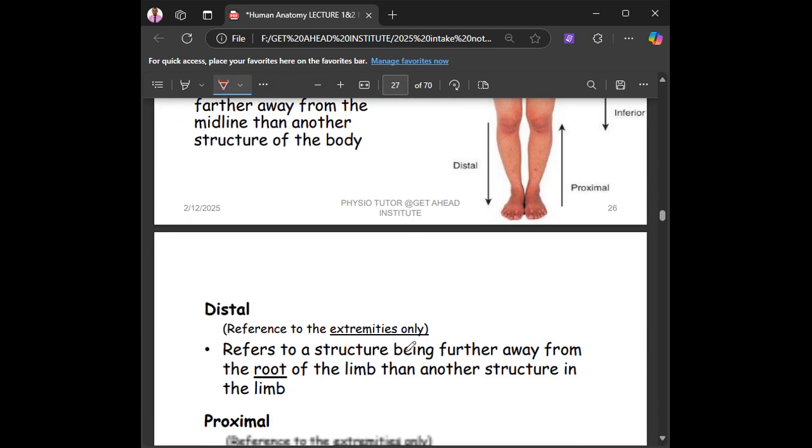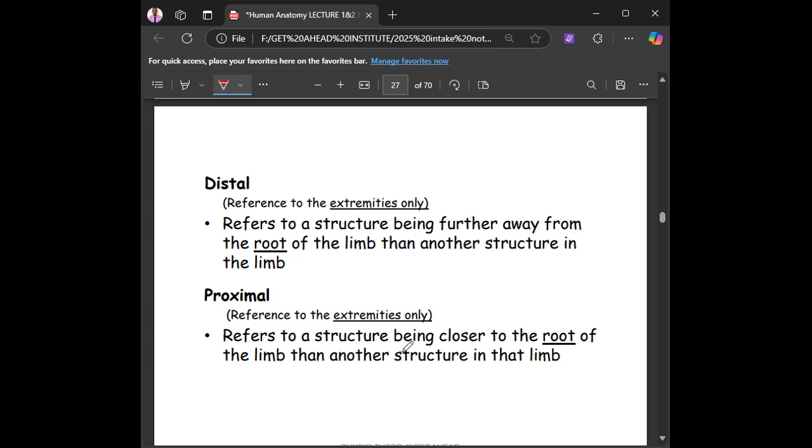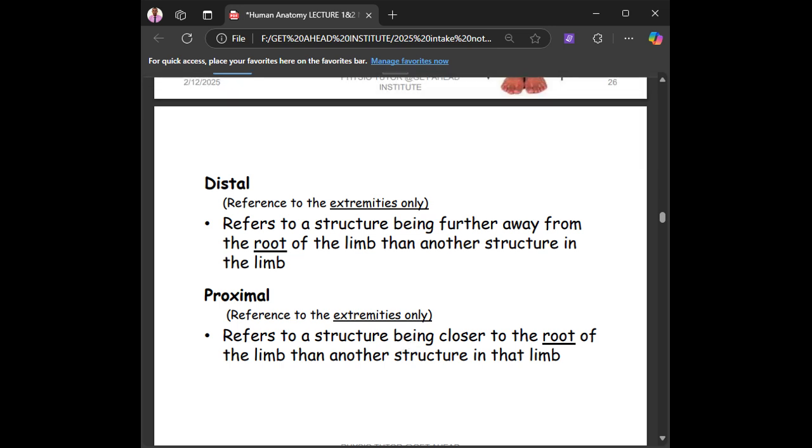Okay, then we have what we call distal. For distal, basically reference is to the extremities only. Reference is only made to the extremities. So we have the upper extremity and the lower extremities.